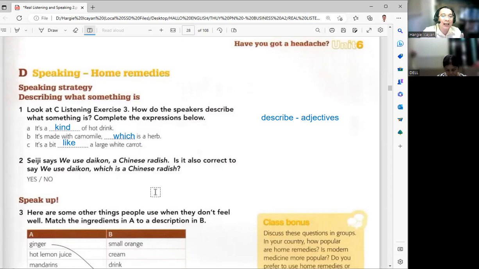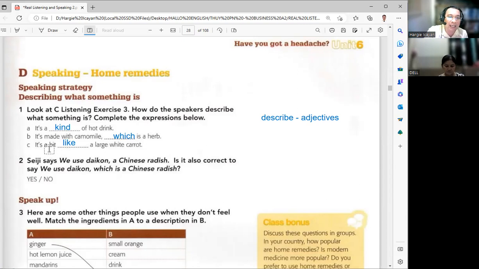Now, what are the words that the speakers use to describe something? The speakers use the words kind, which, and like. Why do they use those? Because this is one way of describing this particular hot drink, and also this particular chamomile, which is a herb. If we were to ask a question, what's a chamomile? Chamomile is a herb which is used as a remedy for sore throat, right?